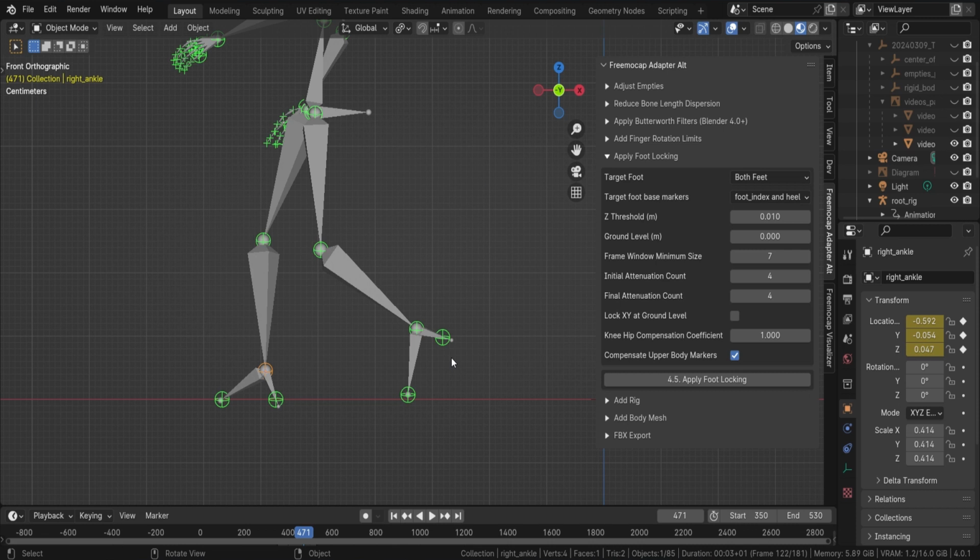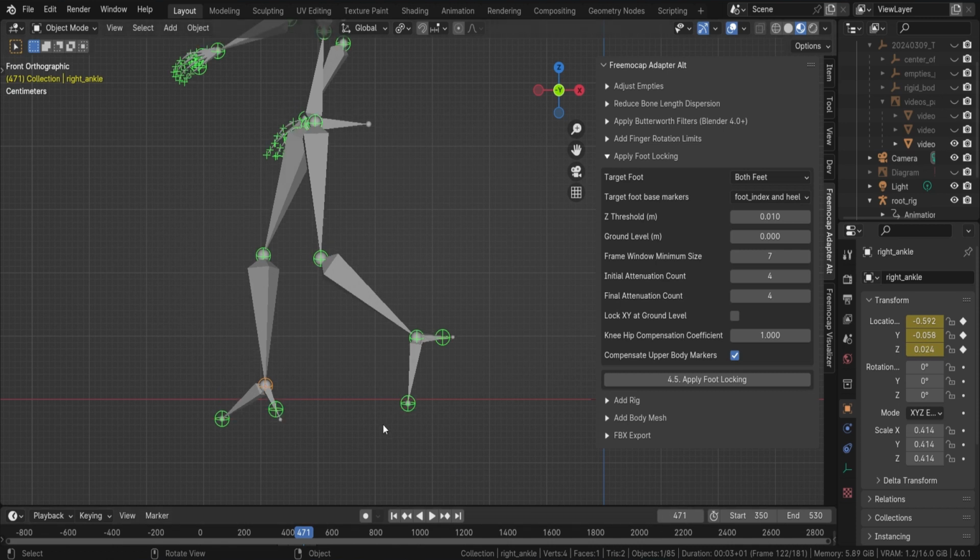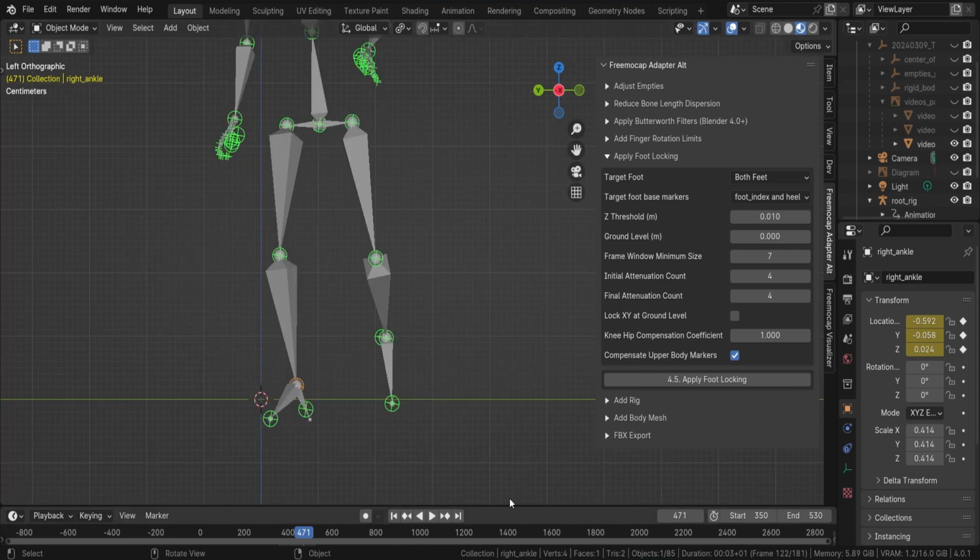Once finished, we can see that the markers of the feet were moved up to the ground level. Also, the rest of the markers were translated the same distance. We can check this also from a lateral view.